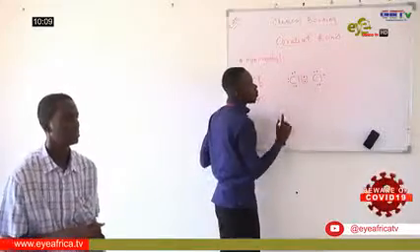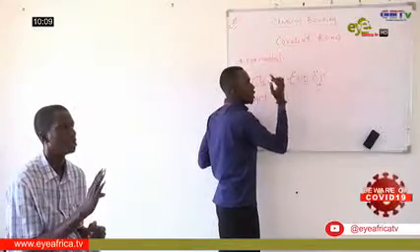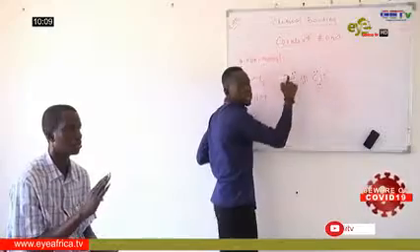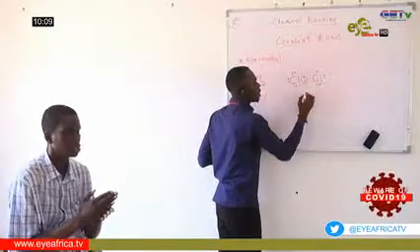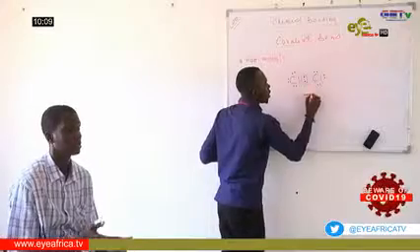In this case, we have a single covalent bond. A single covalent bond is a bond where a pair of electrons is shared. That is 2 electrons. And then we can simply represent them by using a single line.